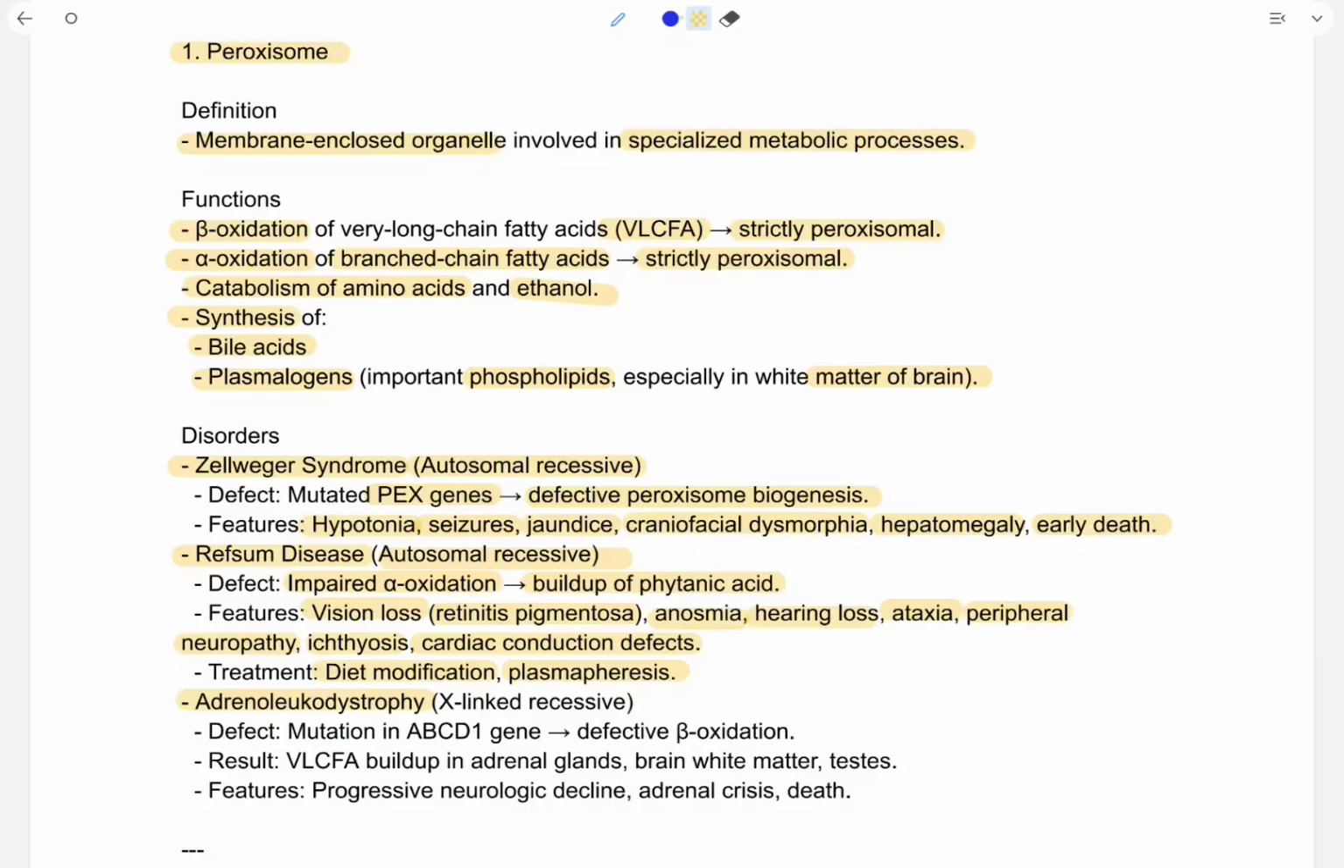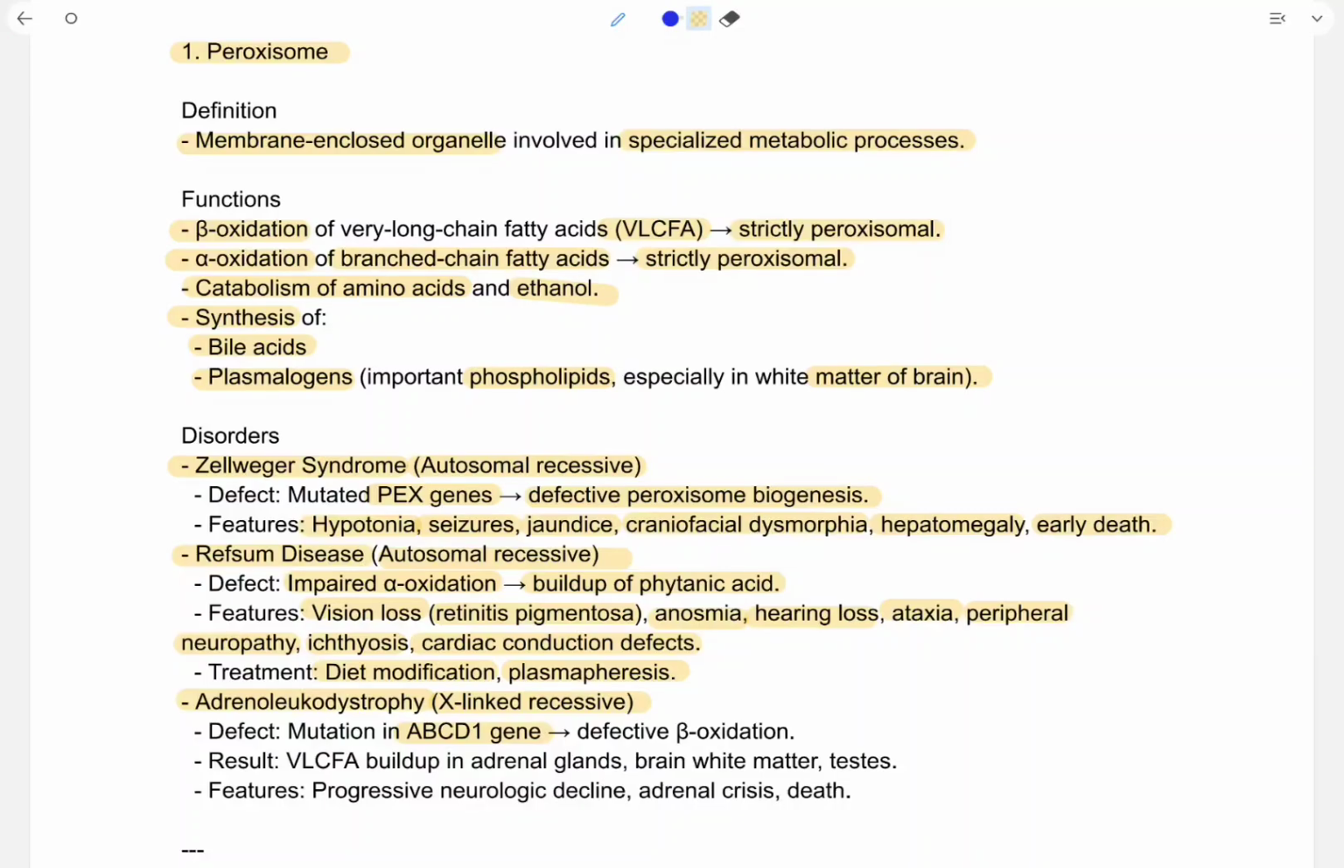Another disease is adrenoleukodystrophy. It is an X-linked recessive disease caused by a defect or mutation in the ABCD1 gene. Adrenoleukodystrophy starts with A, so we remember it by ABCD1 and A for adrenoleukodystrophy.